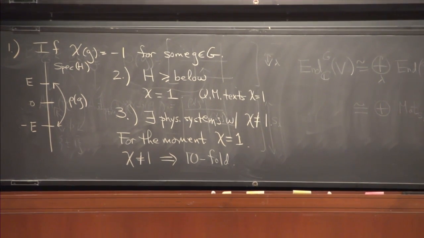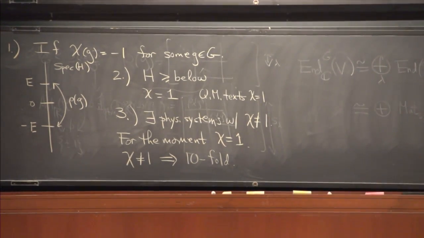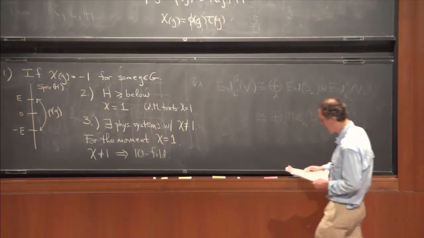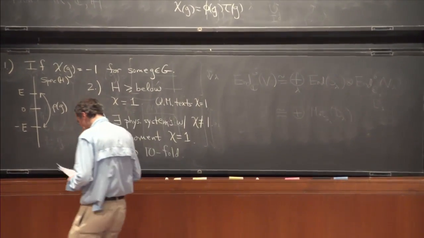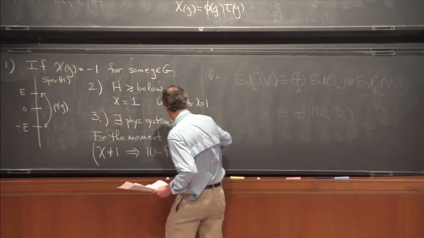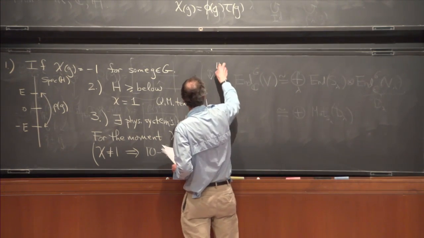Yes, sorry. Yes, that's true. But it was anti-commuting with the Hamiltonian, and that's the point I'm stressing right now. Okay, so for the moment we're going to take chi equals 1, and then we're going to relax it.